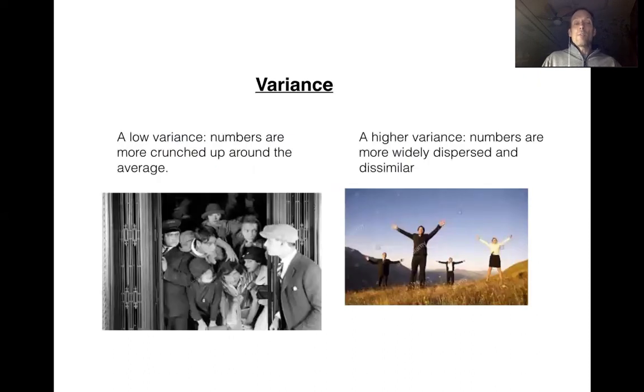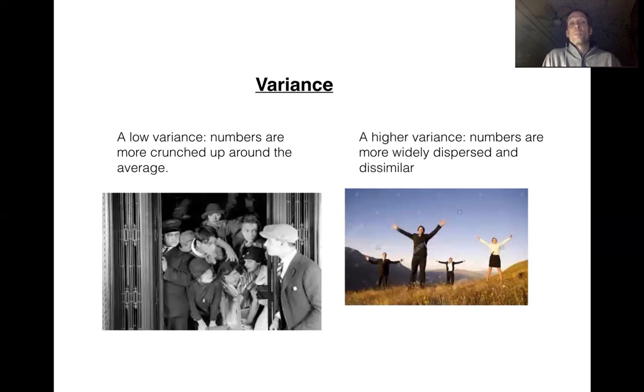So if it's going to measure the distance between each number and the mean, if the variance goes very low, it means each number must be very close to the mean of the data set. And how I like to remember that is, I think of that picture on the left, all those people crunched up in the elevator. Those are like your values that are all very closely crunched up around the mean of the data set because they're not far from the mean.